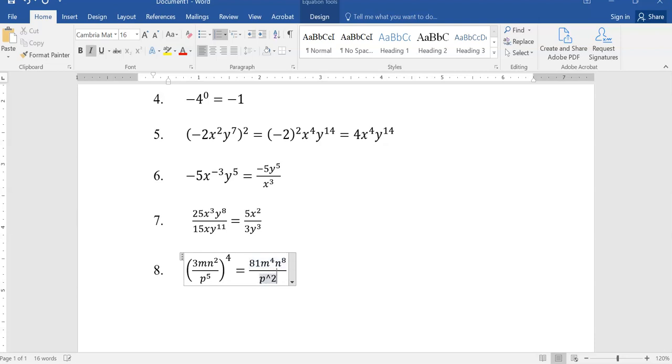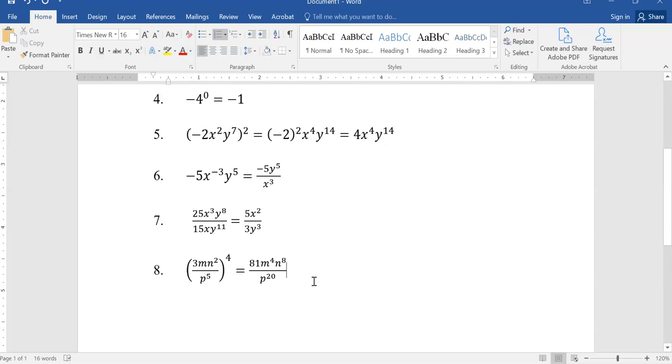And then p to the 5th gets raised to the 4th. 5 times 4 is 20. So p to the 20th. And that's how you do the instructor-led problems for lesson 3-2.